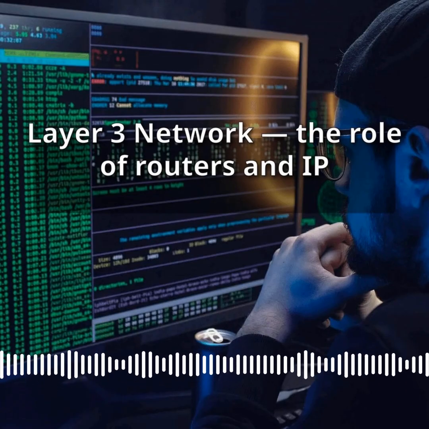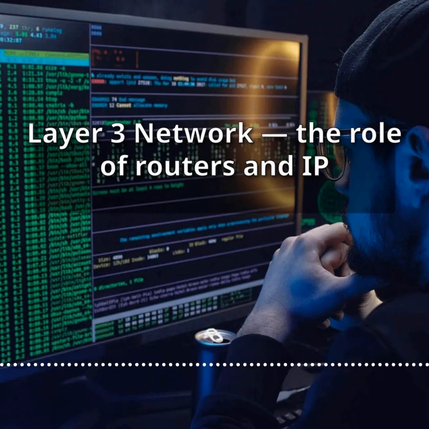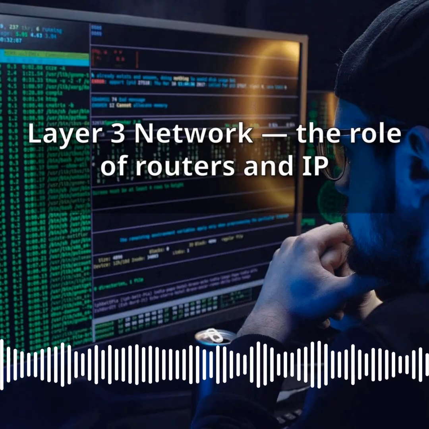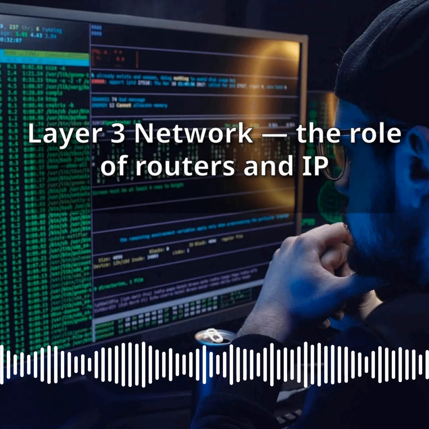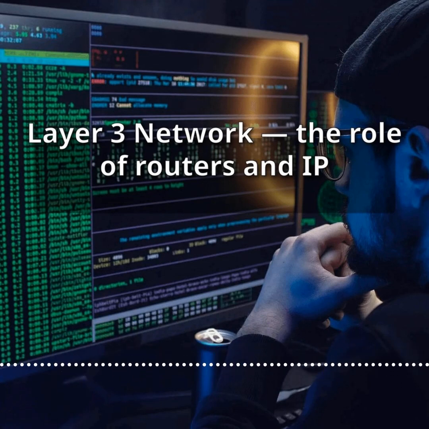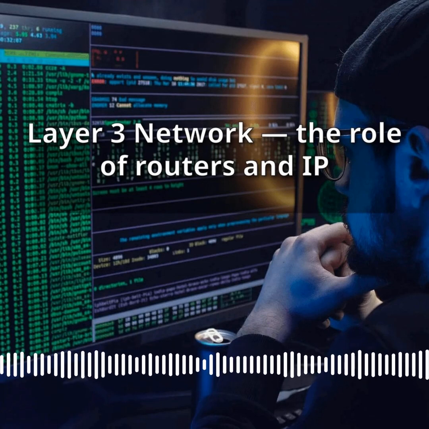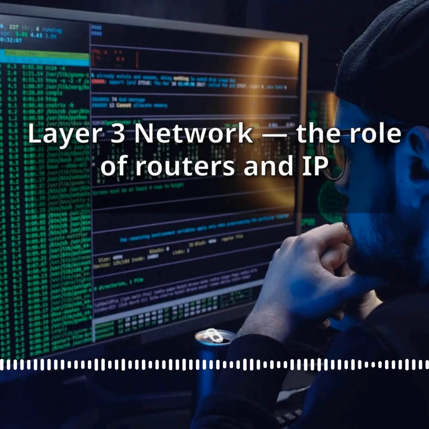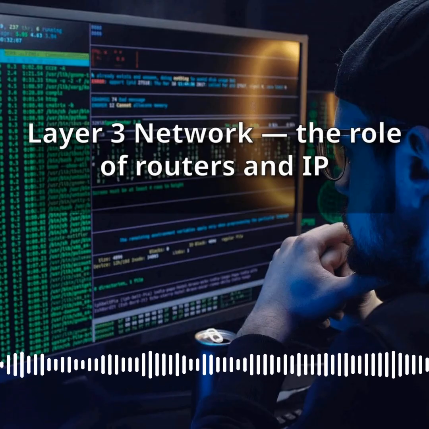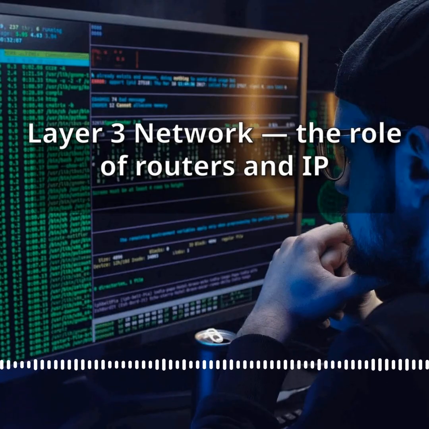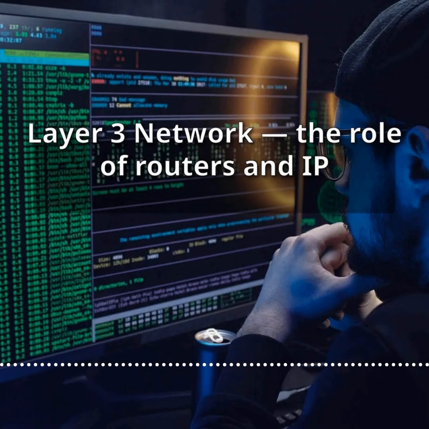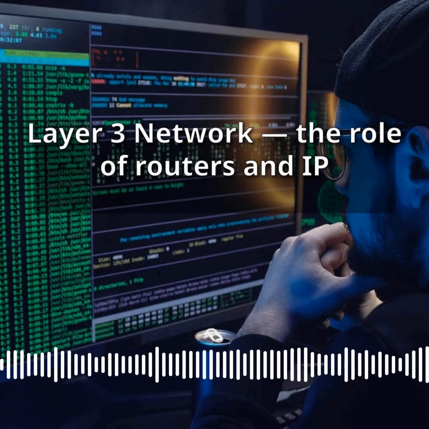The key fields of an IPv4 packet header include: Version, indicates whether this is an IPv4 or IPv6 packet, value 4 for IPv4. Internet header length, specifies the size of the IP header itself. Total length, the total size of the packet, header plus data, in bytes. Time to live, TTL, a counter that decreases by 1 each time the packet passes through a router. When TTL reaches 0, the packet is discarded. This prevents packets from looping endlessly in the network.